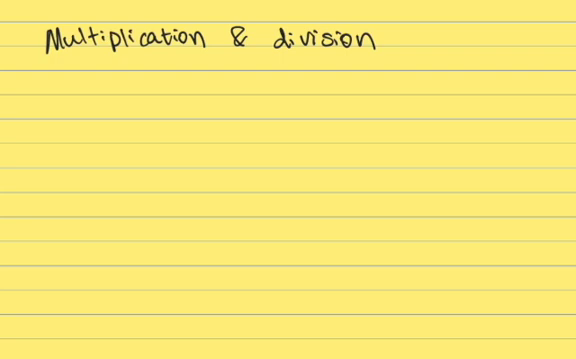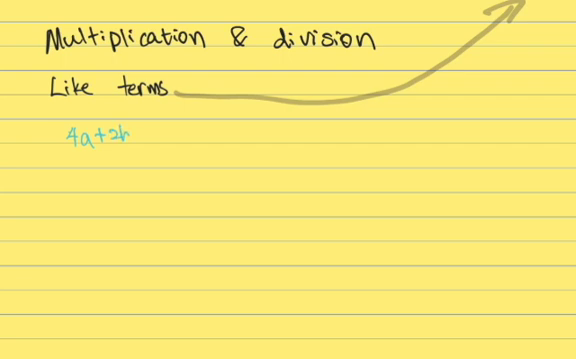Last video, I talked about like terms, which is what we need to find when we are doing addition and subtraction in algebra. If you want to know more about like terms, you can check out the top right corner here. In general, when we are doing addition and subtraction, we need to find the like terms first. For example, 4a plus 2b minus 3a, we find the like terms and subtract them, which equals a plus 2b.